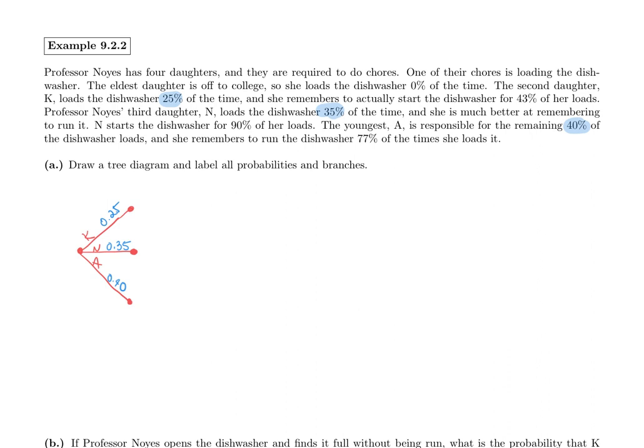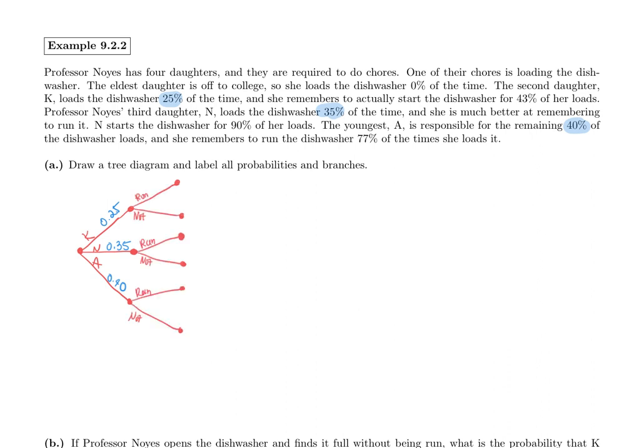When N loads it, what is the probability it's run versus not run? And A, run and not run. So each of these branches will also branch into two more. I would like for you to pause here and see if you can finish drawing your tree here, because on, say, an exam, if I give you a tree diagram to draw, you want to be able to draw it in yourself.